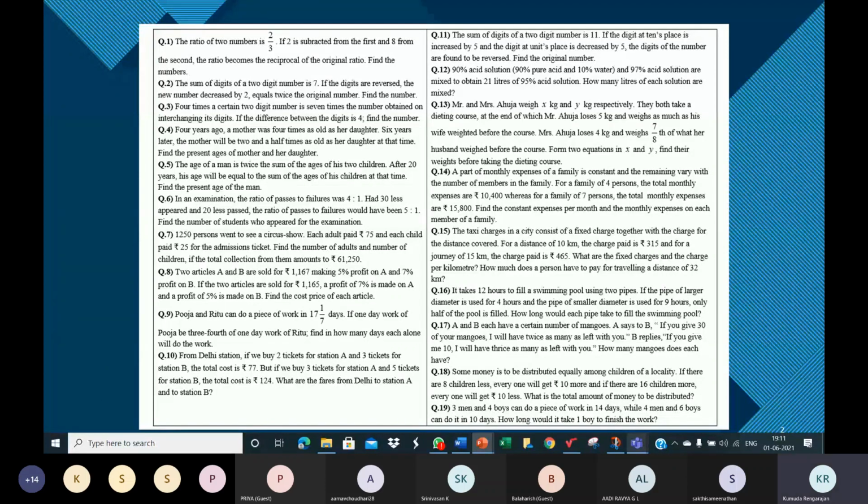Daughter's age is 14. Yes, daughter's age is 14 and the mother's age? I'm finding. Yeah, 44, ma'am. Yes. The daughter's present age is 14 years and the mother's present age is 44 years.